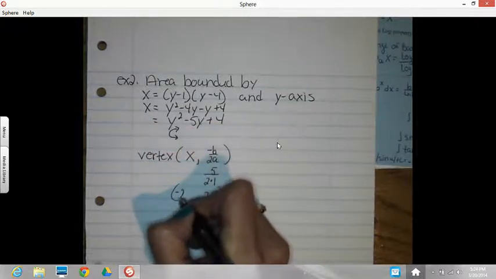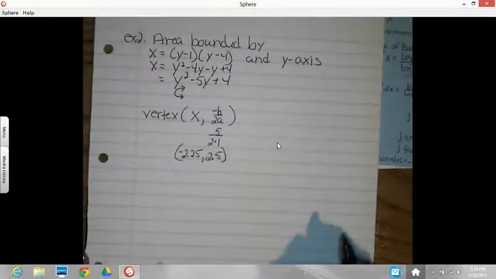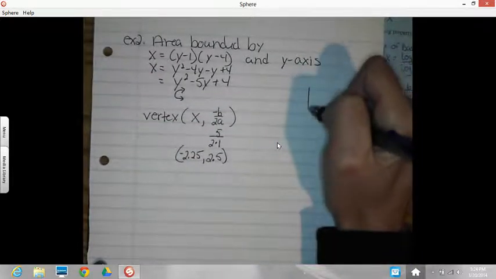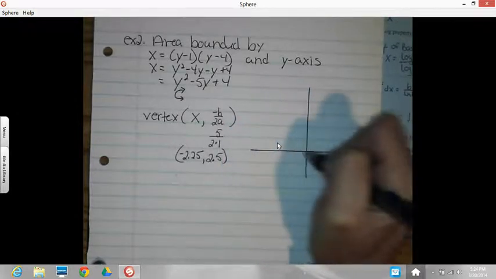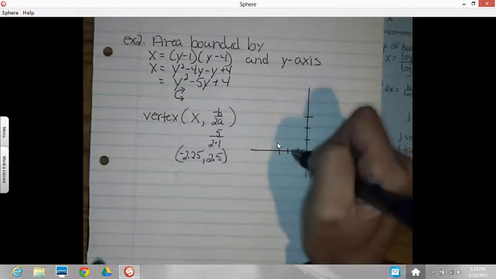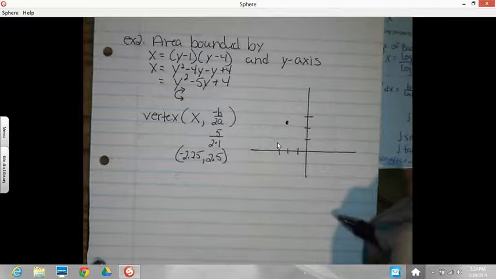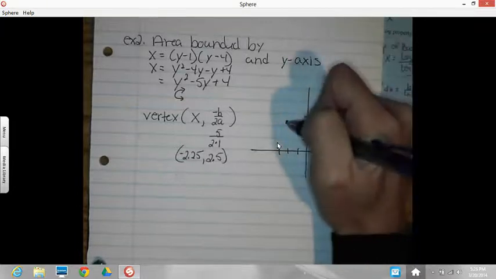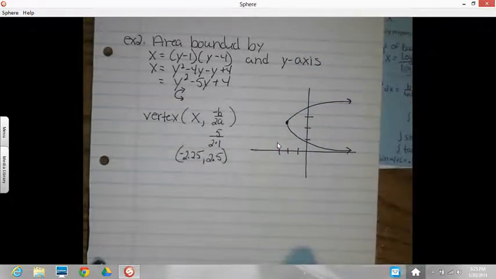So to graph that, negative 2.25, up 2.5. There's the vertex. Opens to the right. Okay, the other function is the y-axis right here. So here's my bounded region.